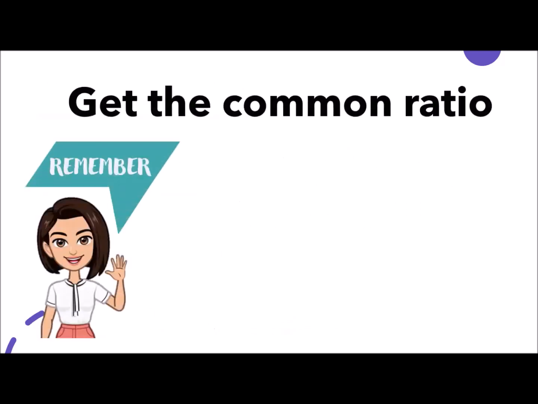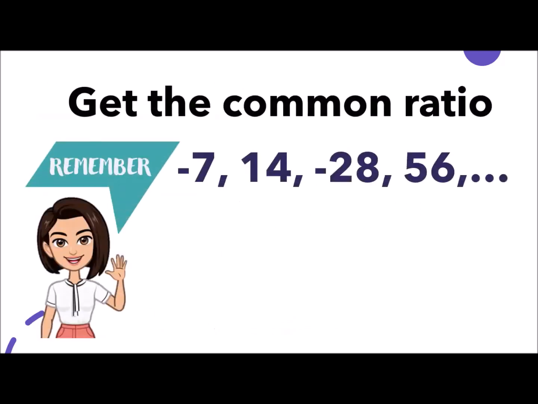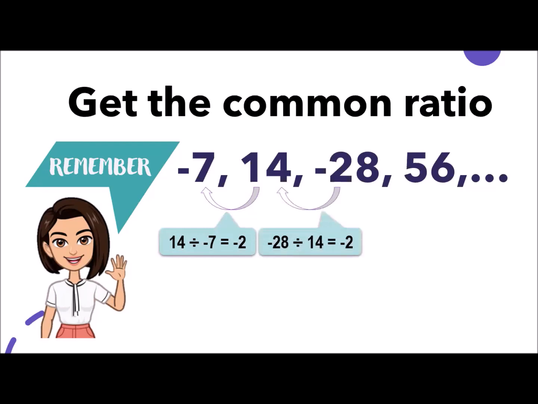Next. So, how do we get the common ratio? Let's have this example. -7, 14, -28, and then 56, and so on. So, let's try if we have a common ratio. So, once we have the common ratio, we're going to divide from right going to your left. So, we will have 14 divided by -7. The answer is -2. -28 divided by 14, that's also -2. The same with 56 divided by -28, that is also -2.